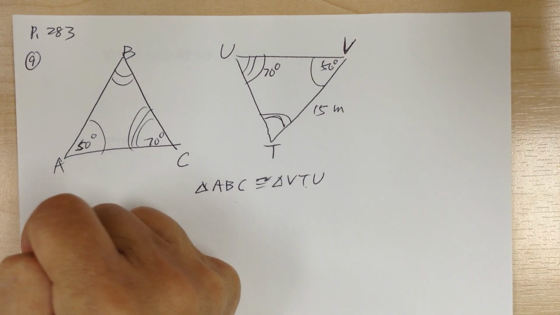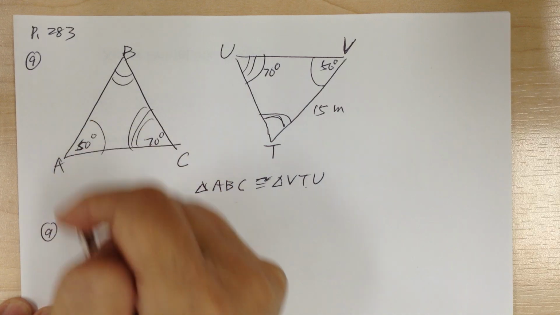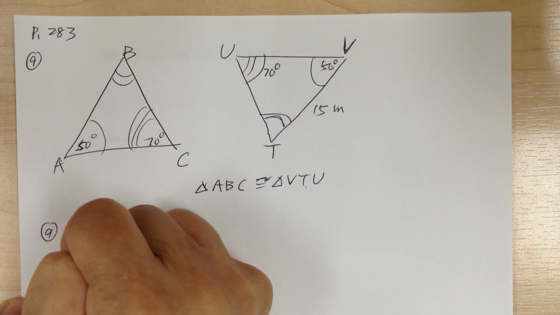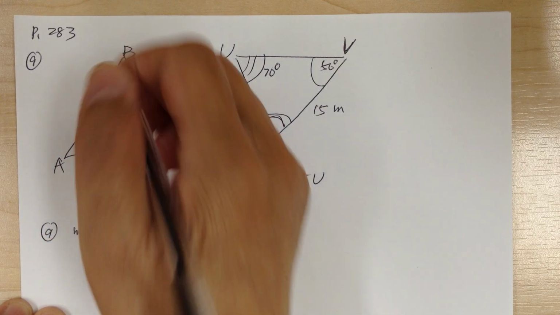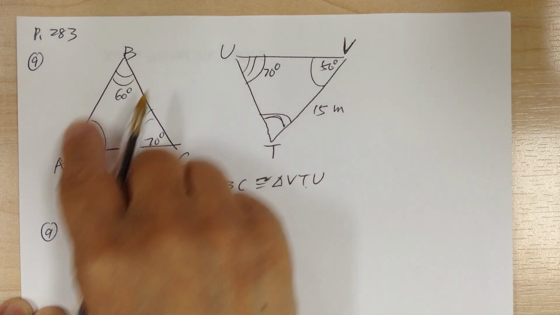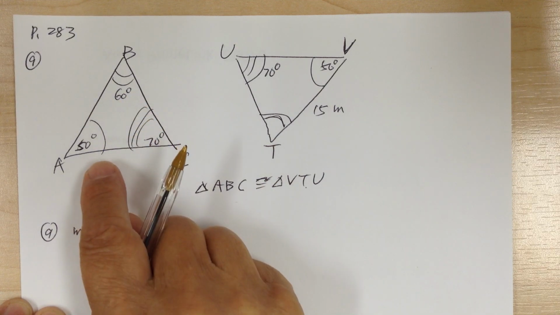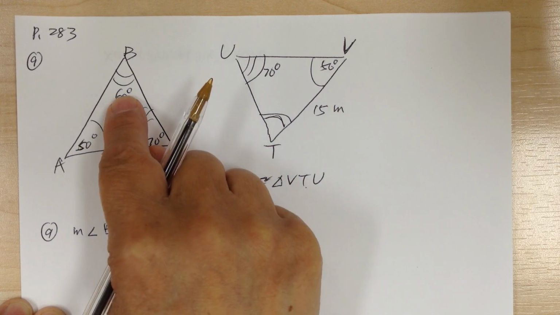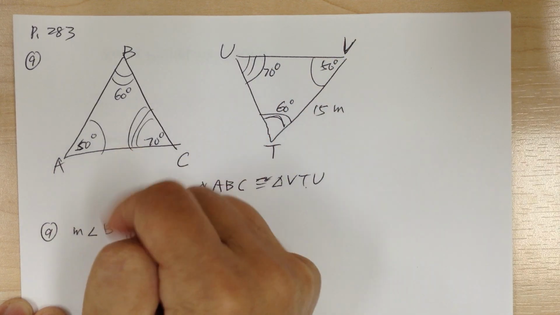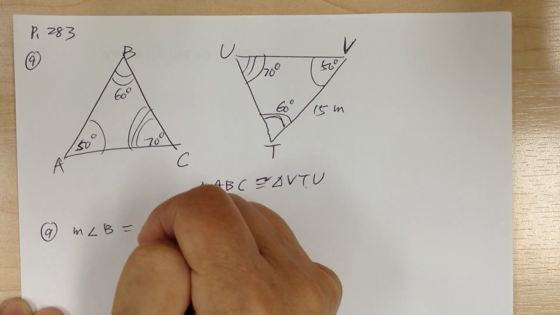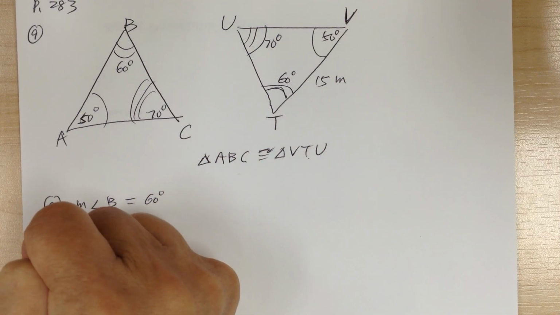Okay, number 9, you find the measure of angle B. If this is 50 and 70, this would be 60, right? Because the 3 angles have to equal 180. So use 180 minus 50 minus 70, you get 60. So right away we can do that. So measure of angle B equal to 60 degrees.